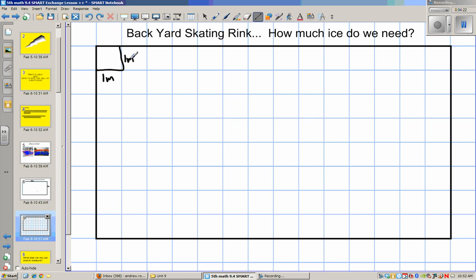Now across, we've got 1, 2, 3, 4, 5, 6, 7, 8, 9, 10, 11, 12, 13, 14. And then down, we measured 8. 1, 2, 3, 4, 5, 6, 7, 8. So we've got 8 meters down and 14 meters across. So what we're trying to figure out is how many of these squares are there in the rink. And once we find out how many squares there are, then we'll know how much flat surface there is, and we'll know the area of the skating rink.